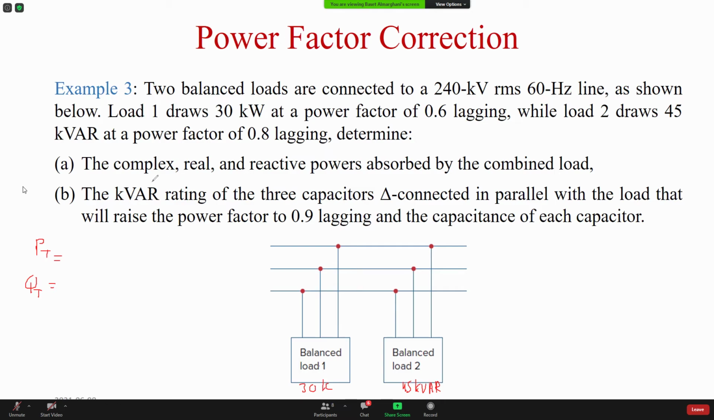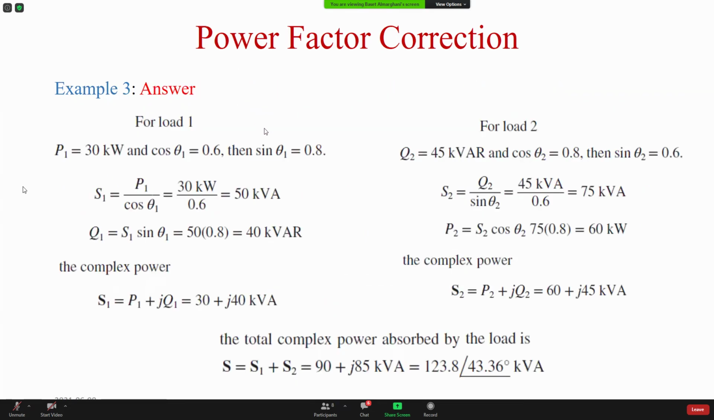It says find the total complex, real and reactive power absorbed by the combined load when you combine them. So this is an extra question that will help me in this. Then they say find the kilovolt ampere rating for the 3 capacitors connected in delta. So they only ask for the QC. I want you to try to find P and Q for each load. Actually, the answer is in the next page.